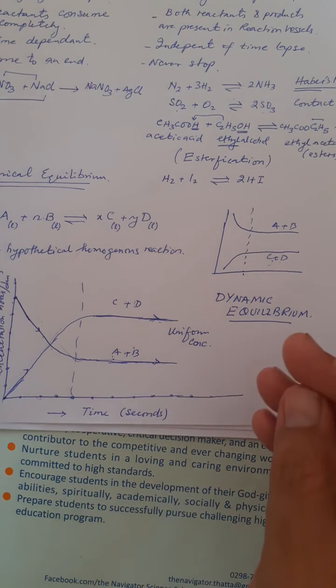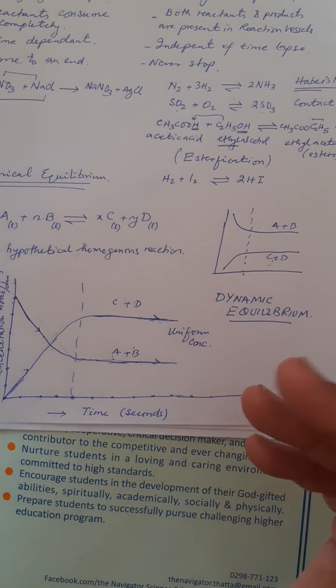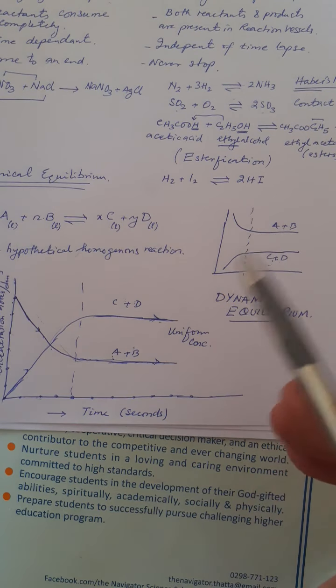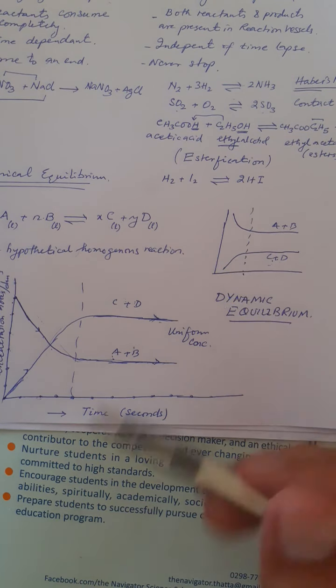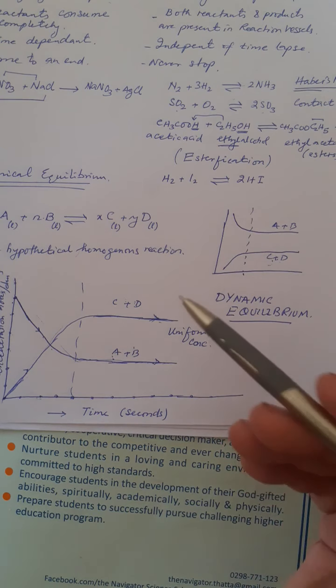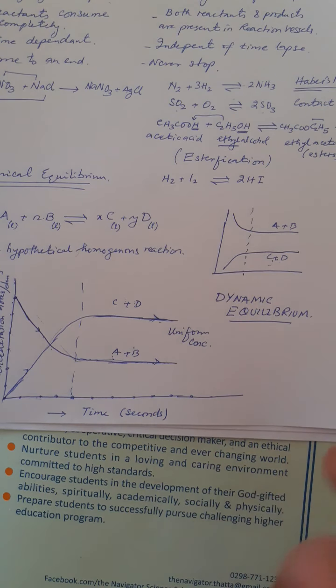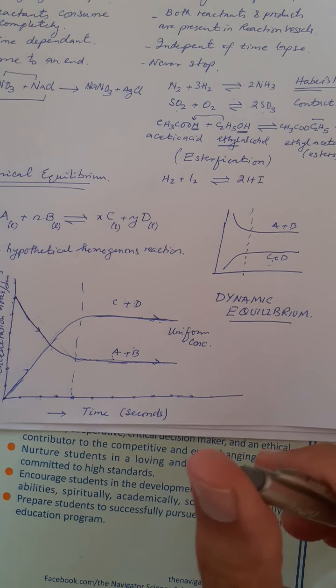It appears to you as if the reaction has stopped. But since inside, the molecules are still reacting at an equal rate, you don't see this change. Reaction goes on. So we can say that the chemical equilibrium is dynamic in nature.